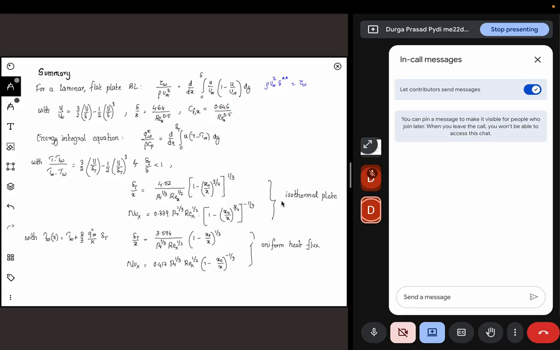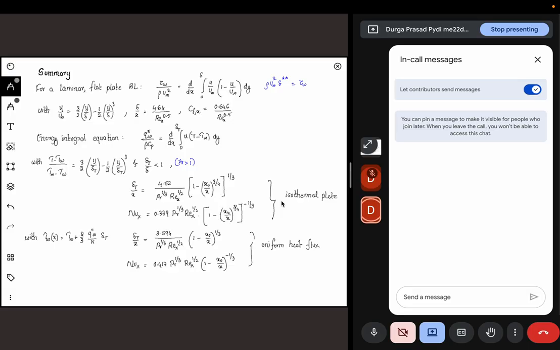Similarly, for the energy integral equation, we have two different cases. We either have delta T by delta less than 1, which is basically for Prandtl number greater than 1, and these two equations are for that case. Again, we have two different kinds of boundary conditions. Either you can have a constant wall temperature or a constant heat flux. For constant wall temperature, this is the correlation for the Nusselt number, and for constant heat flux, there will be another correlation. Both of these correlations are for the case when the Prandtl number is greater than 1.